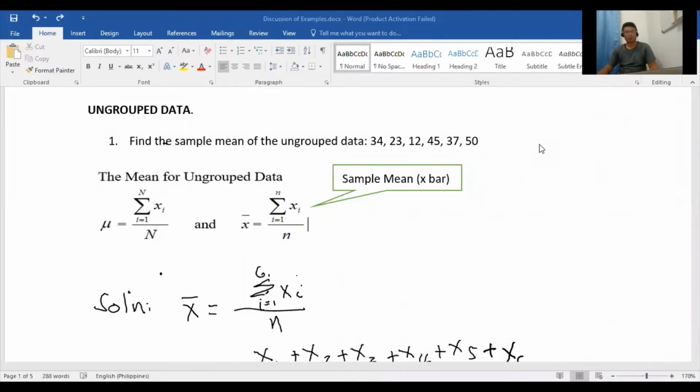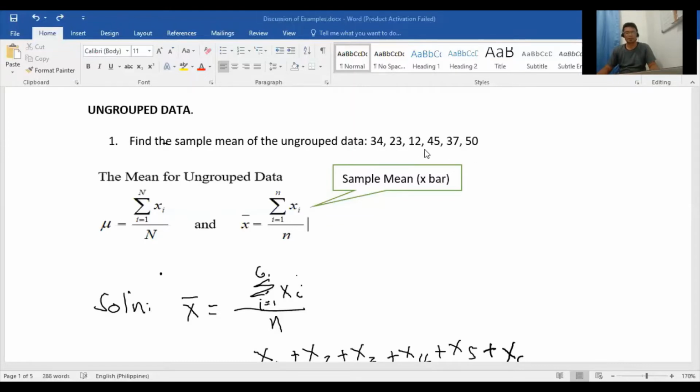Okay, so at this time, I'm going to teach you how to solve manually the mean, the median, and the mode of ungrouped data. If we say ungrouped data, we are referring to data that are not arranged in an interval or categories or in a group. Ungrouped data are data that are treated individually.